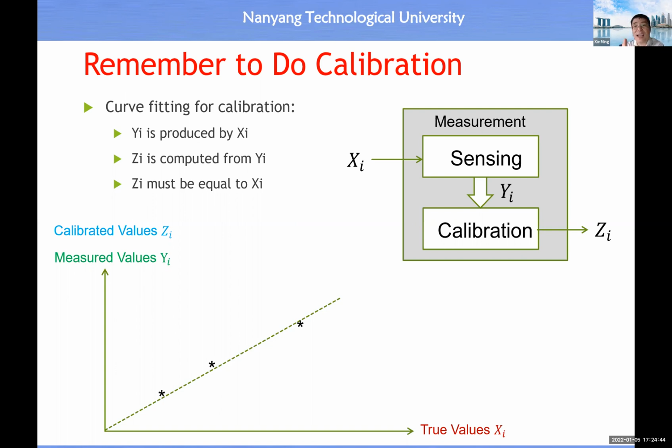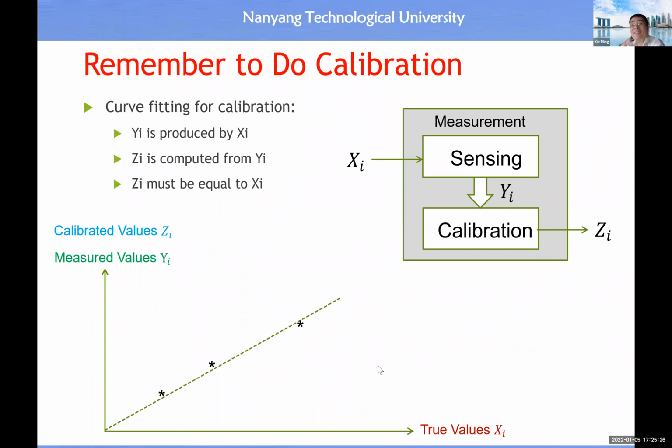So this slide reminds you to remember to do calibration, because a sensing element will only produce a readable value. This readable value may have its own unit of measurement, which should be ignored. So we just get this value. Then doing calibration is to make ZI exactly equal to XI. In addition, we can then assign the unit of measurement of XI to ZI, by ignoring the unit of measurement of YI.